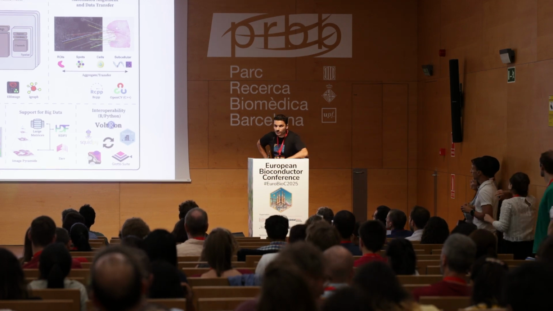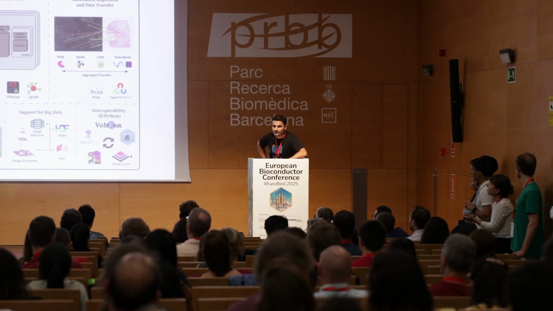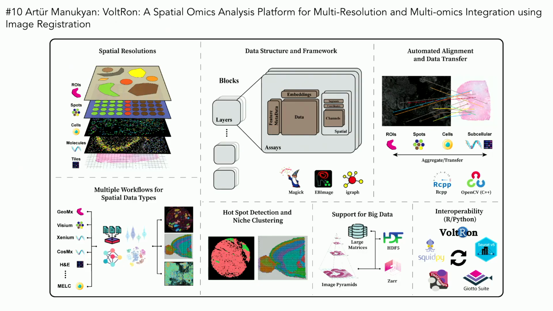Okay, so image processing is hard in R. It's not really impossible. So we came up with a package in which we embedded a powerful computer vision C++ library called OpenCV, so that you can align adjacent tissue sections and serial tissue sections, multiple spatial omics that you capture from tissue sections.